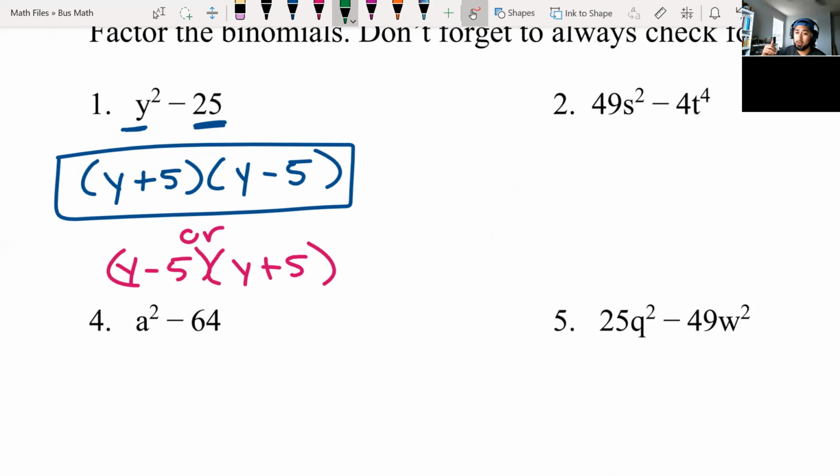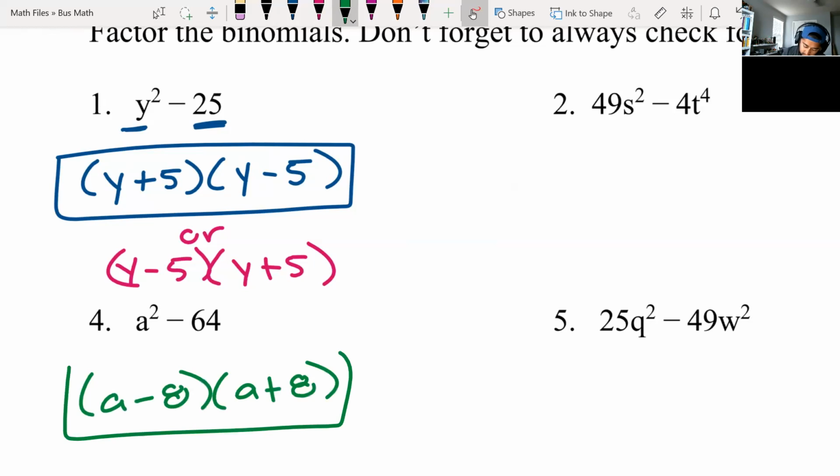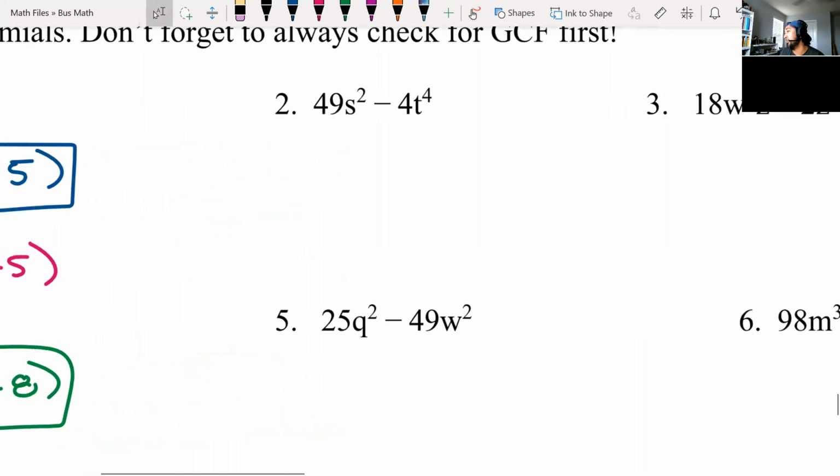Okay, like I said, let's do another easy one. So let's go to 4. We have a squared minus 64. A squared is a perfect square. Is 64 a perfect square? Yes. So what would this factor to? A minus 8, a plus 8. That's it. You're like, that's too simple. It sure is. Does it get harder than that? Well, it doesn't get harder. These just get a little trickier now.